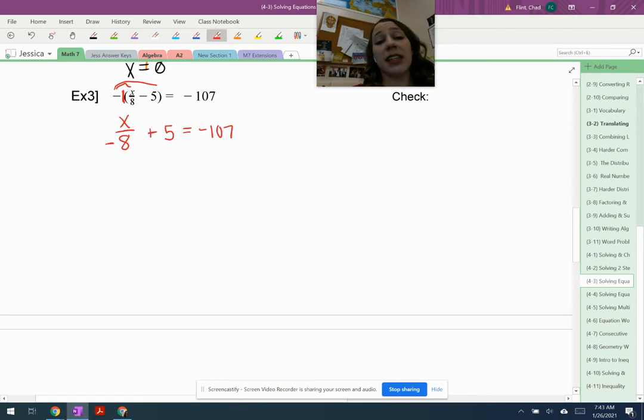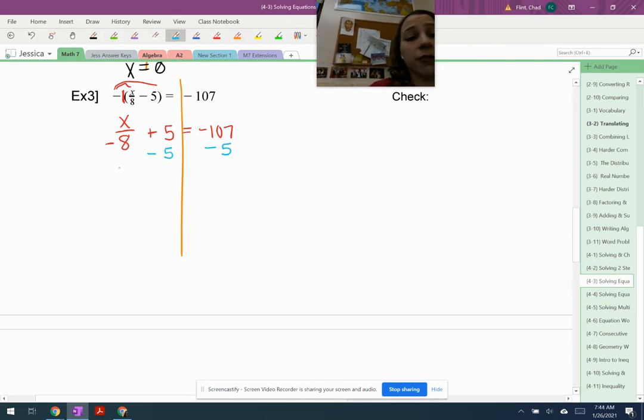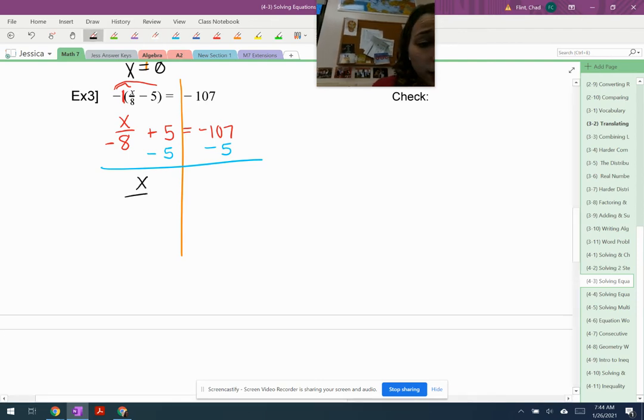Step 2 tells us to get the x term by itself, which would be the x divided by 8 piece, which means we need to deal with that 5. And I'm really bad at remembering to draw my line down the middle. The opposite of a positive 5 over there would be negative 5. So we're going to subtract 5 from both sides, leaving us with x over negative 8 is equal to negative 107 minus 5 more, which is a negative 112.